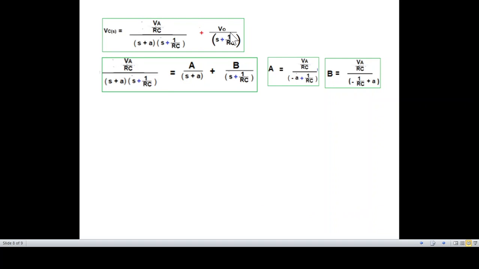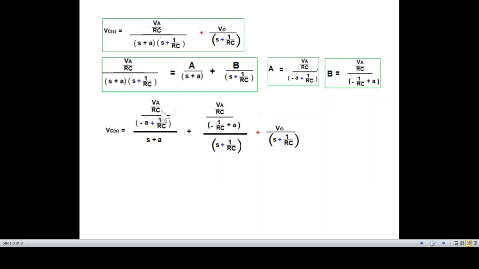Okay, so we had this one. From here, we solved this, and we found these two values. And then we calculated A, and we have calculated B. So now we'll put this value of A in here and B in here to find this factor. So for this we have put in the value of A divided by S plus 1, then the value of B from here divided by S plus 1 over RC, and then this one is now back, so this is remaining there.